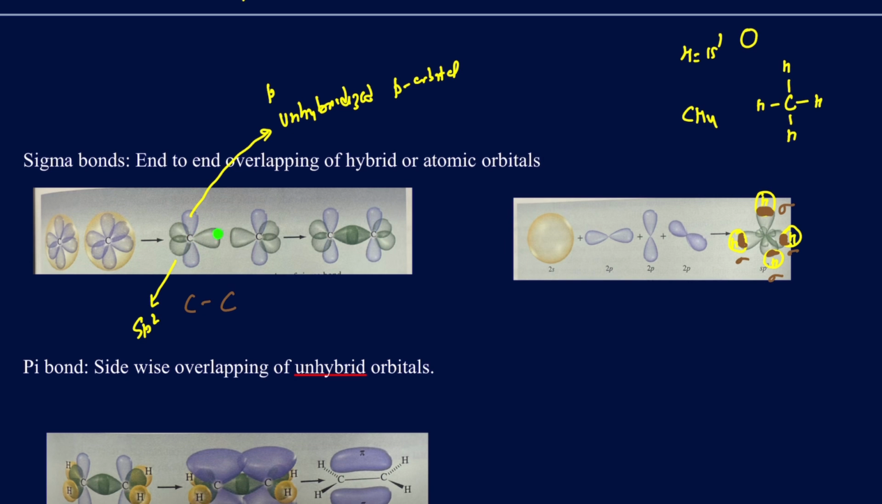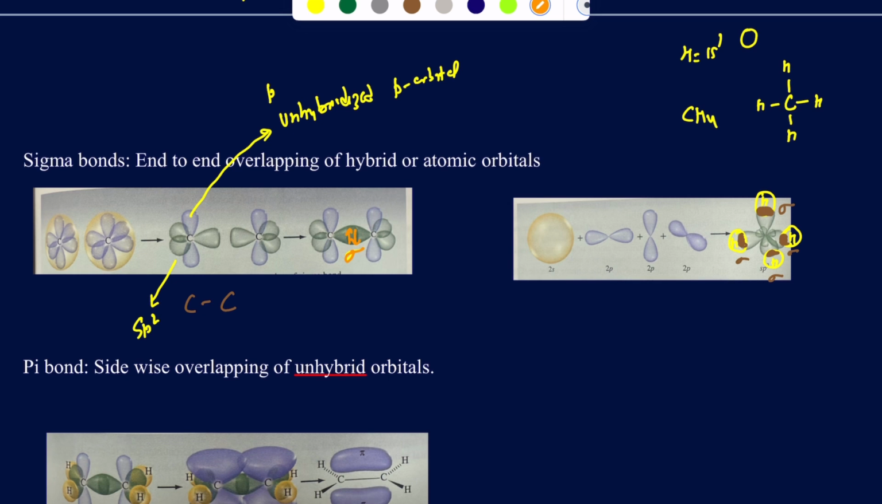So now the hybrid orbitals from these two carbons right here are going to be overlapping with one another end to end, and this is where the sigma bond is formed, where you have one electron pointed up, one electron pointed down.